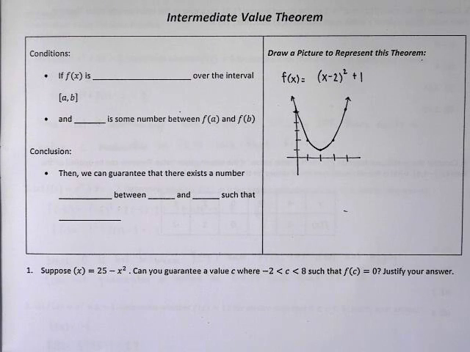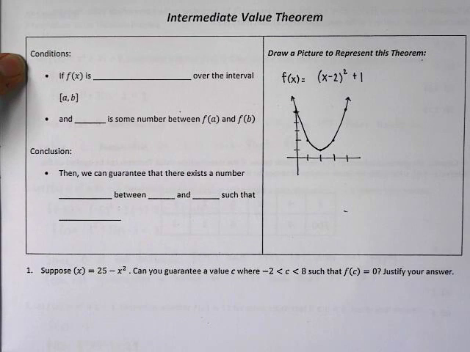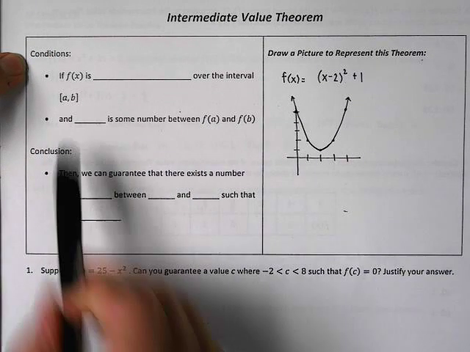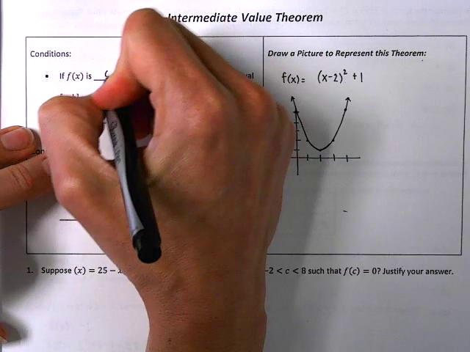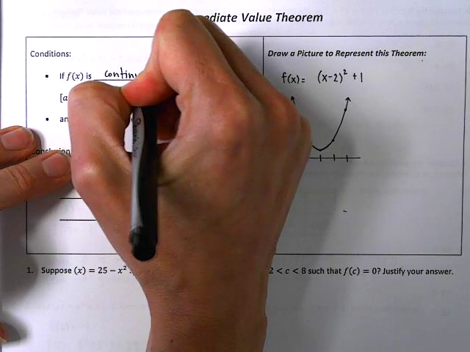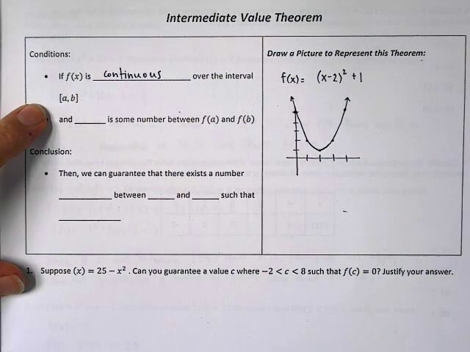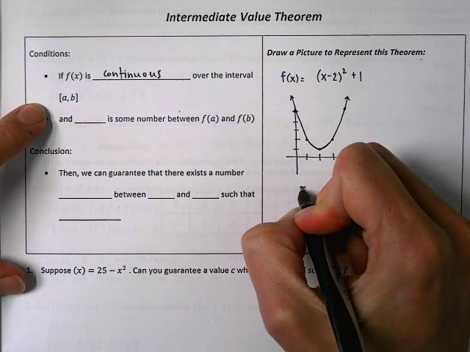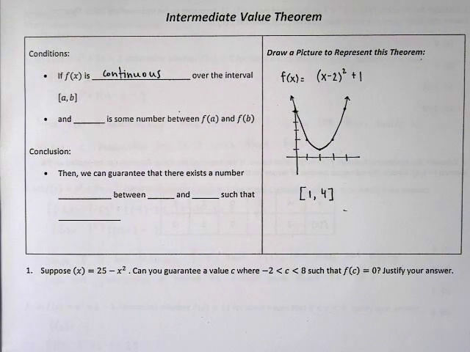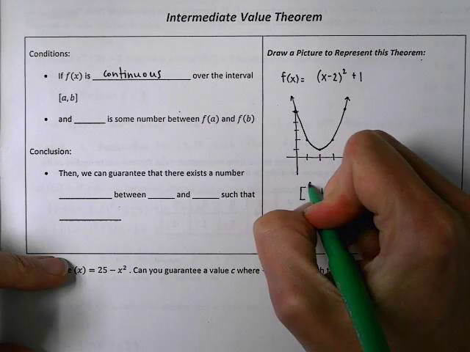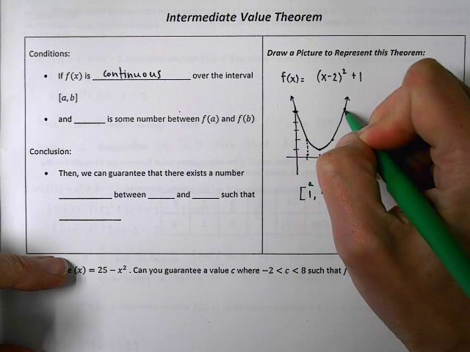In order to be able to use the intermediate value theorem, we have a couple of conditions that have to be true. The first one is that f of x has to be continuous over a defined interval, the closed interval from a to b. So let's say in our example, we're going to talk about the interval from 1 to 4. Again, those are the x values. So this is our a and this is our b. So we're really talking about from here to here.